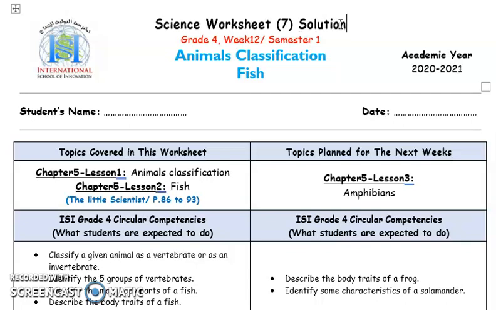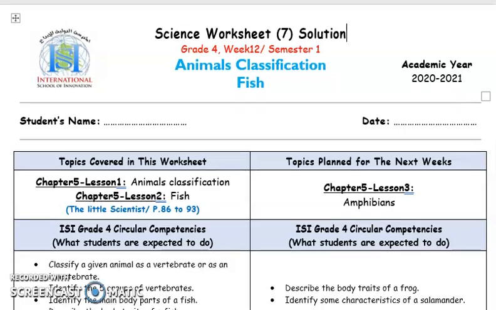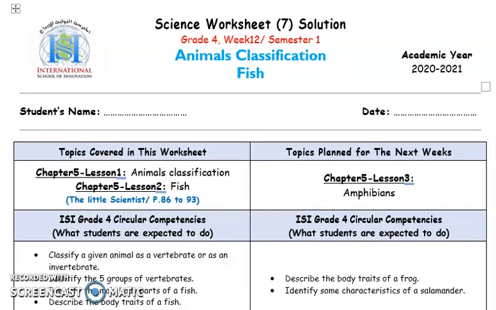This time we're talking about classification of animals into two big groups, which are vertebrates and invertebrates, and about the first group of vertebrates, which is the fish group.